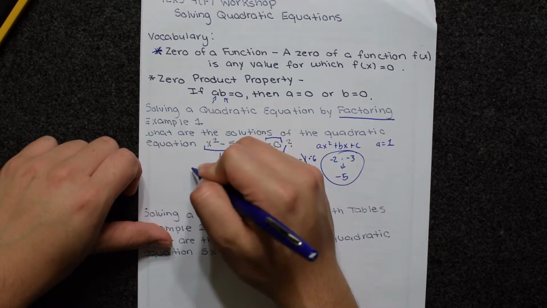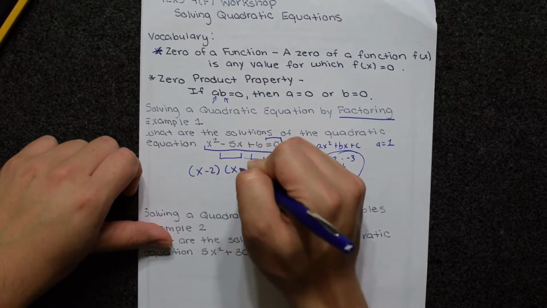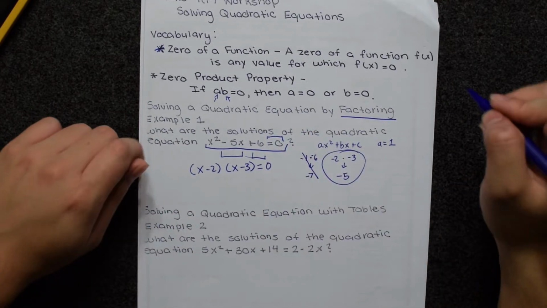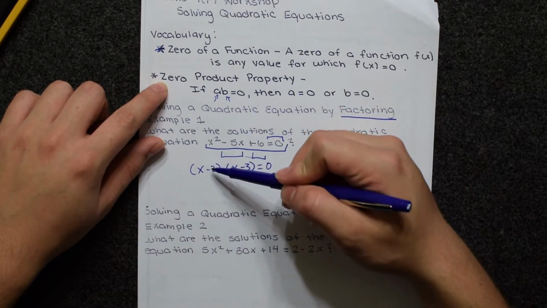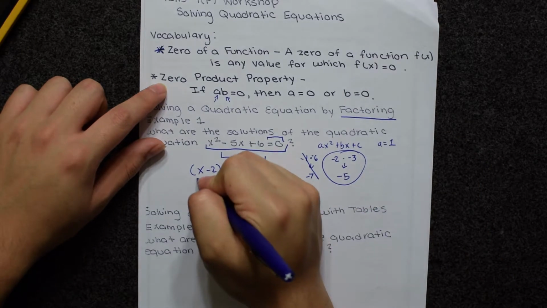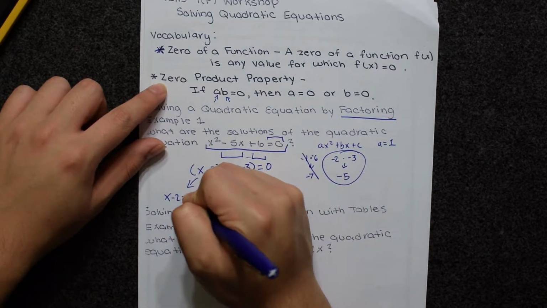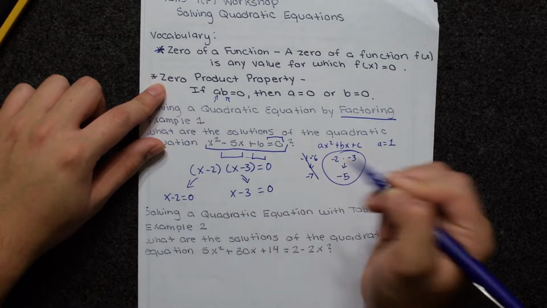Simply stated, this factors out into x minus 2 times x minus 3. And of course, this all has to equal 0, right? Because of our zero product property, if either of these is 0, then the whole thing will be 0. So I'm looking for two answers here: x minus 2 is equal to 0 and x minus 3 is equal to 0.